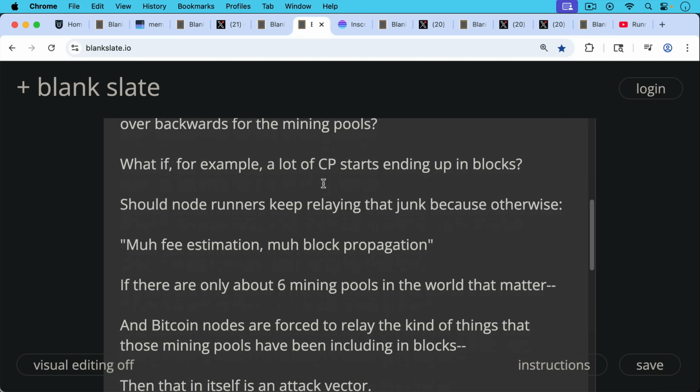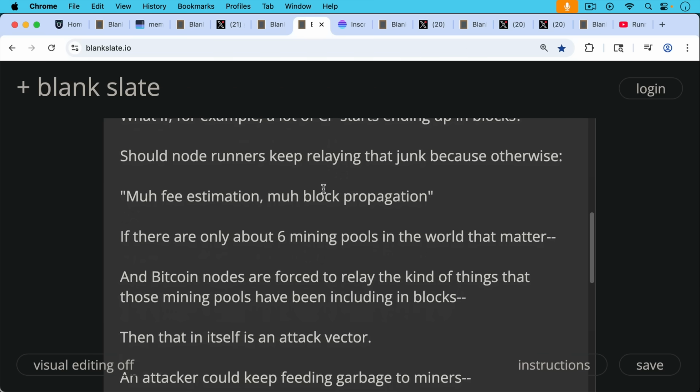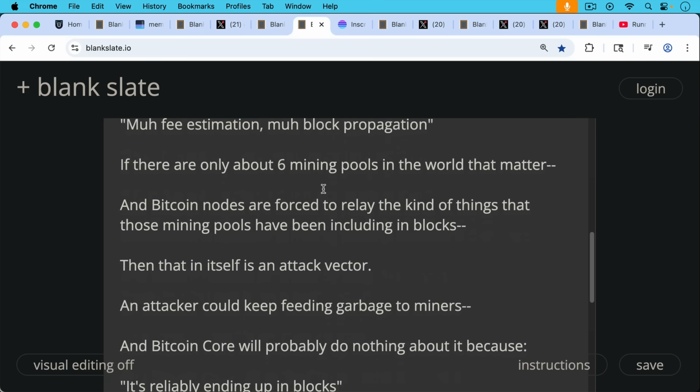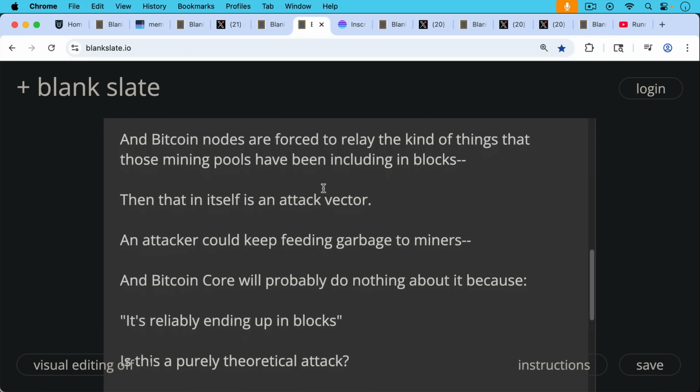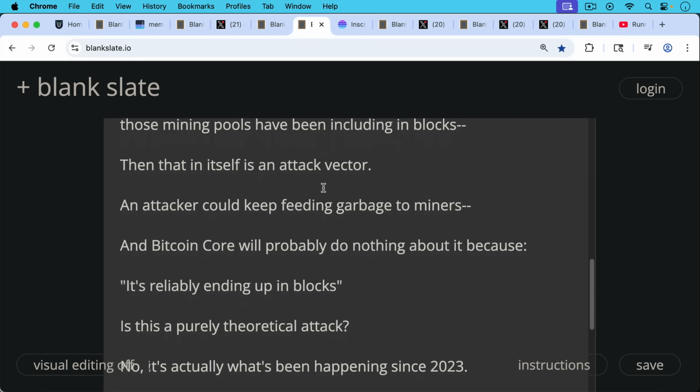the kind of things that those mining pools have been including in blocks, then that in itself is an attack vector. An attacker could keep feeding garbage to miners, and Bitcoin Core will probably do nothing about it because, quote unquote, it's reliably ending up in blocks. It's reliably being mined, as Gloria says in that post.